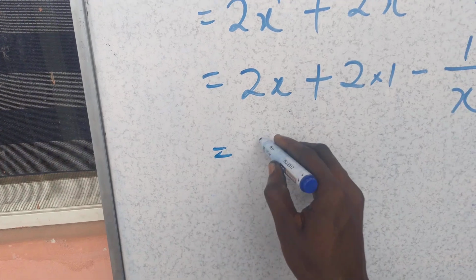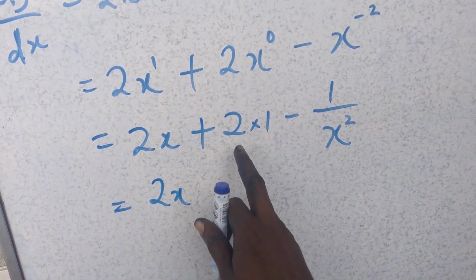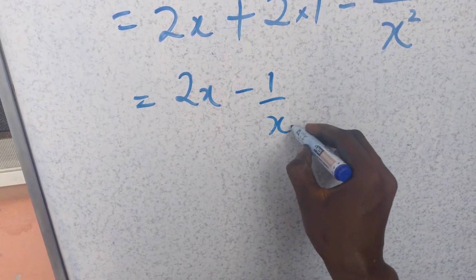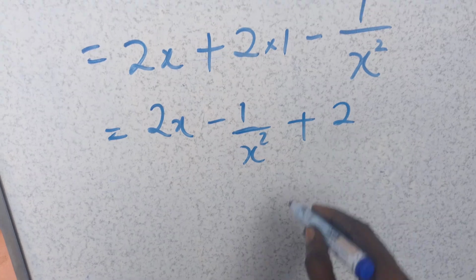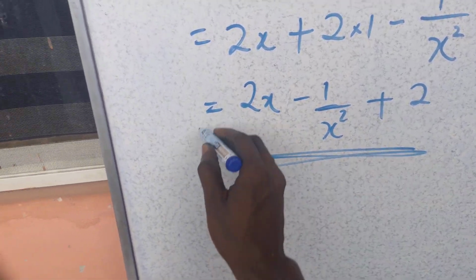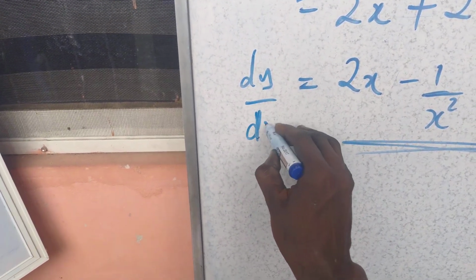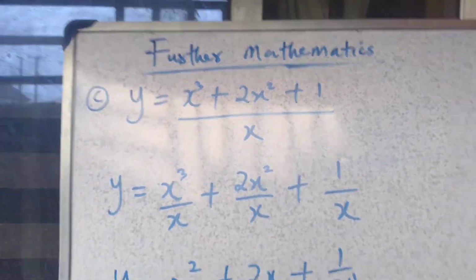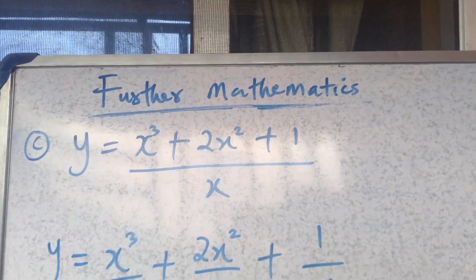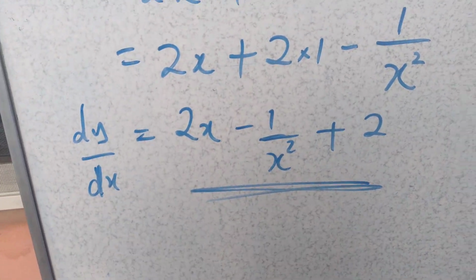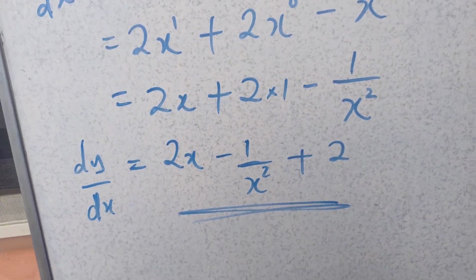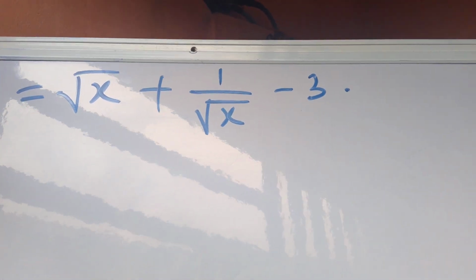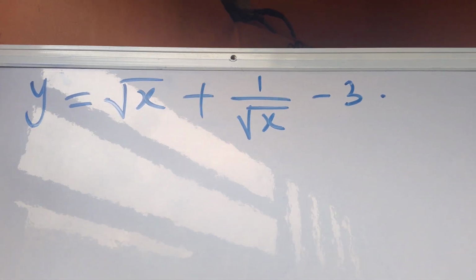So this is 2x, 2 times 1 is 2. If I bring this one by the side, this is minus 1 over x squared plus 2. Final answer, dy dx is this. So this is the value we got when we differentiated y equals x raised to power 3 plus 2x squared plus 1 all over x. We arrive at 2x minus 1 over x squared plus 2. So let's look at the next one. Y equals square root of x plus 1 over root x minus 3.